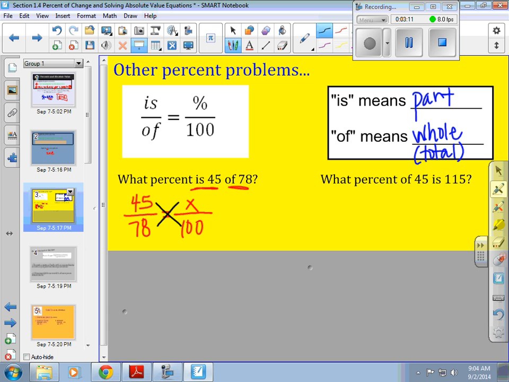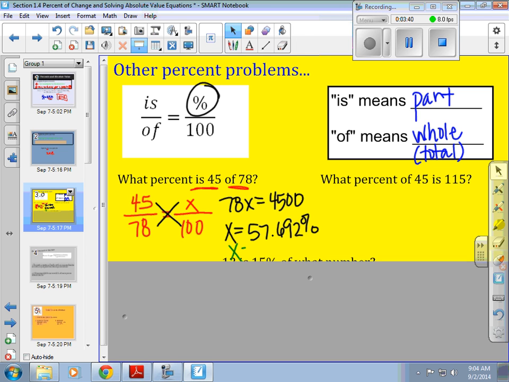So when we cross multiply, we're going to get 78x equals, well, 45 times 100 is 4,500. And then we would go ahead and divide by 78. So what we get is x is equal to 57.962. And this, since we looked at this as a percentage, this is our percent. And I'm fine with if you just leave those rounded to one decimal. So it'd be 57.7%.